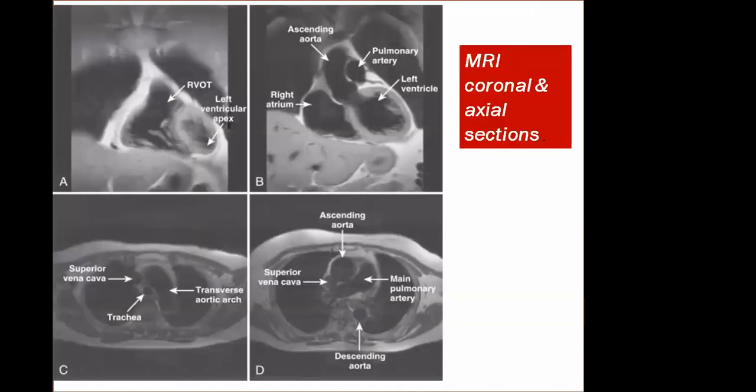This is an MRI, coronal and axial sections showing the right ventricular outflow. This is the left ventricle with the apex, right atrium, ascending aorta, main pulmonary artery, left ventricle. This is an axial image showing the aortic arch, trachea, superior vena cava, ascending aorta, and descending aorta.